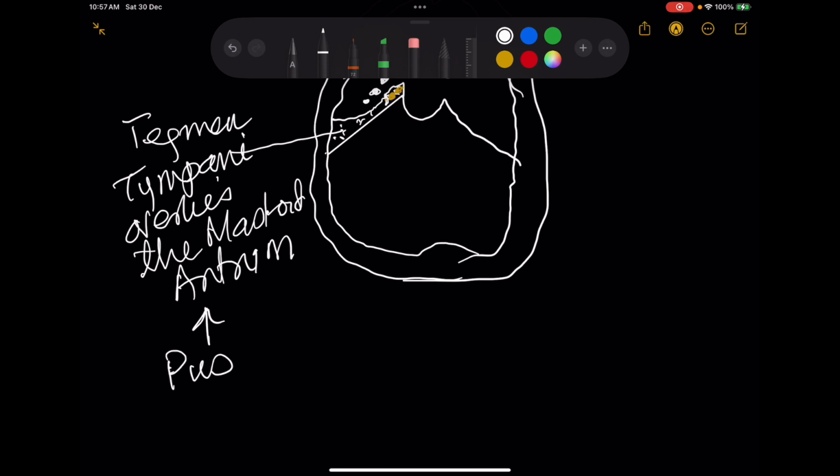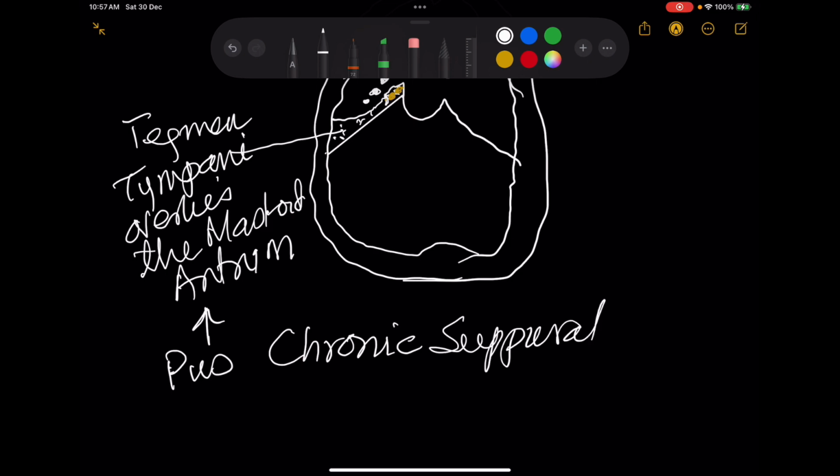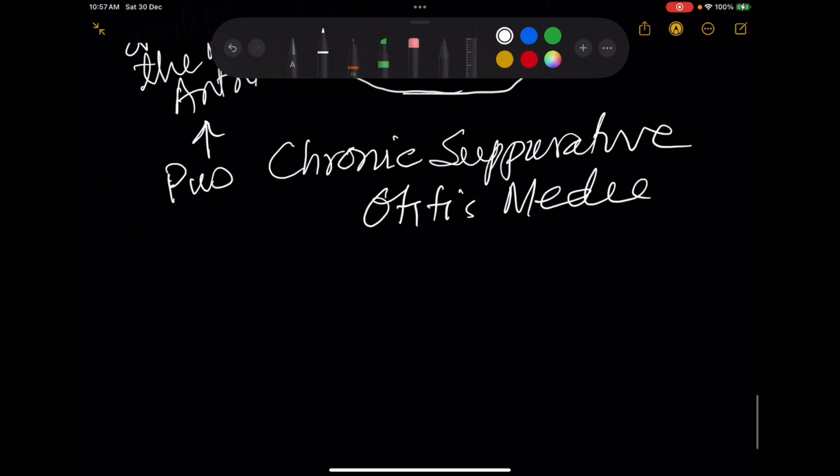It gets filled with pus in chronic suppurative otitis media. So from this middle ear, there is a gap, like this, opening into the mastoid antrum.